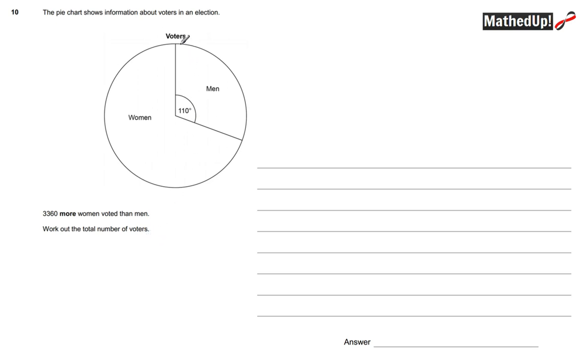Well, I know the men took 110 degrees of this pie, so the women must have had 360 degrees take away 110 degrees of the pie. So the women must have had 250 degrees of the pie. So that's going to be 250 degrees.